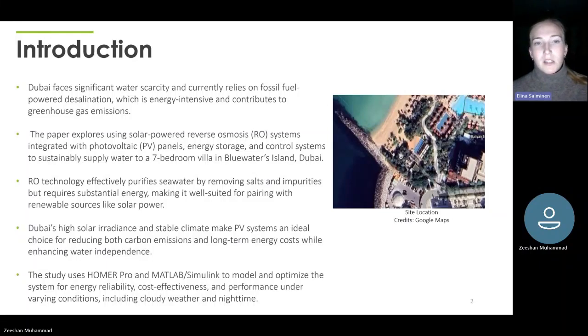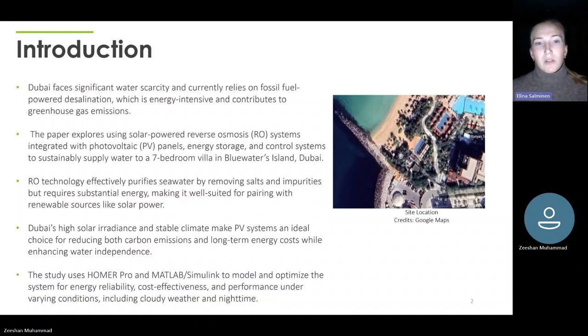First of all, Dubai faces significant water scarcity and currently relies on fossil fuel-powered desalination, which is energy intensive and contributes to greenhouse gas emissions. So in this study, we explore using solar-powered reverse osmosis, so RO systems, integrated with photovoltaic panels, energy storage and control systems to sustainably supply water to a 7-bedroom villa in Blue Waters Island, Dubai.